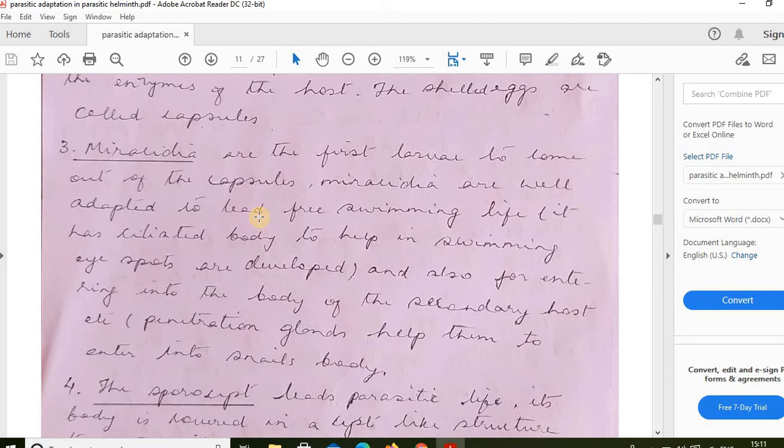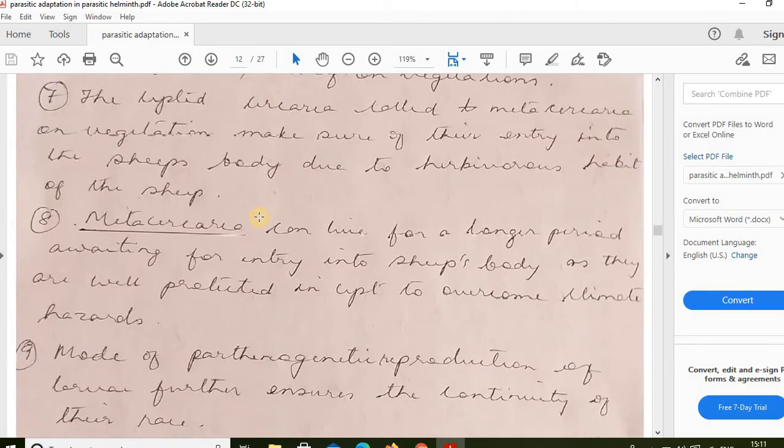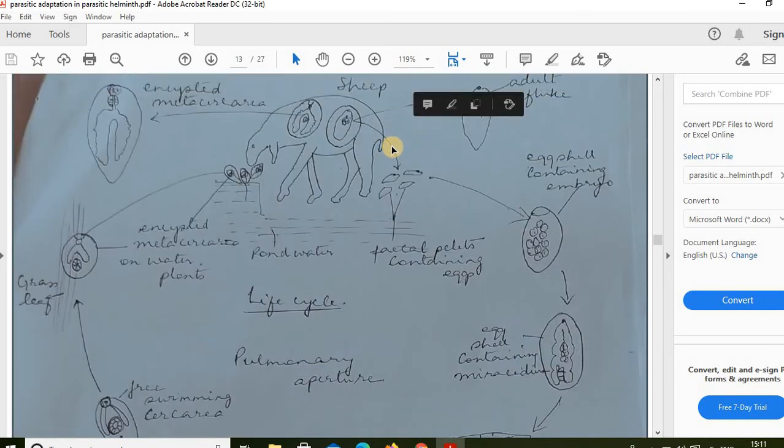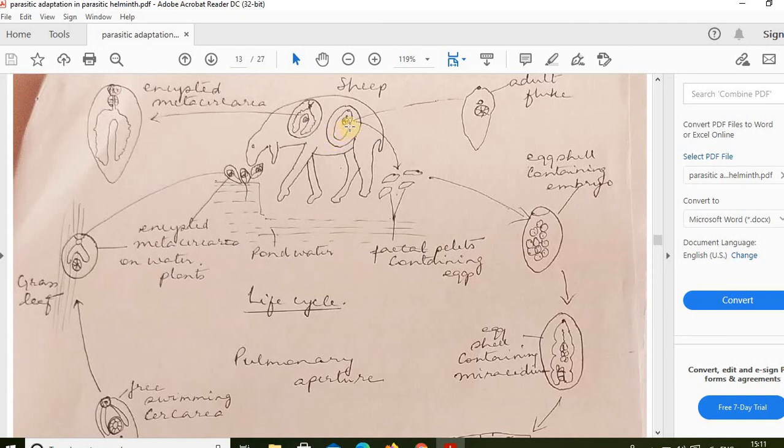So miracidium, we'll come to this miracidium. What is miracidium? So this liver fluid will come out through the excreta, and these are the fecal pellets containing the egg. The egg is surrounded by an eggshell. Inside this eggshell, the egg undergoes cleavage and will develop into the miracidia. So the fertilized egg will develop into miracidia.